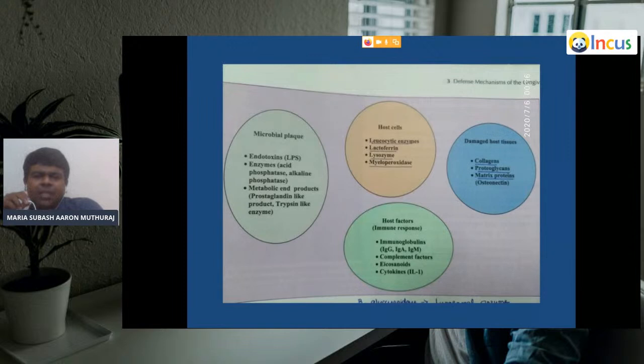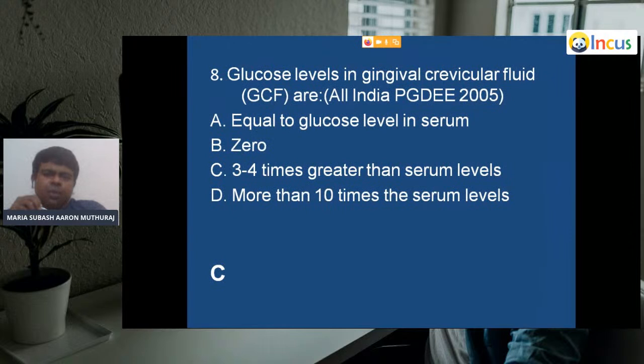Coming to serum glucose level, the serum glucose level will be less when compared to that of GCF glucose level. The GCF glucose level will be 3 to 4 times more when compared to serum glucose levels. Therefore, the answer should be C. The glucose level in GCF is 3 to 4 times greater than serum levels.